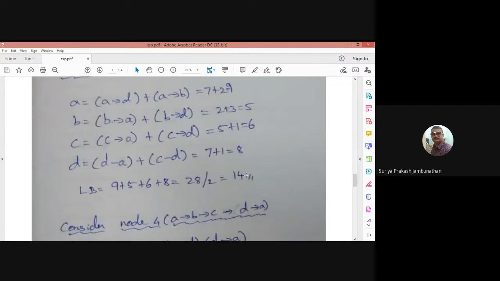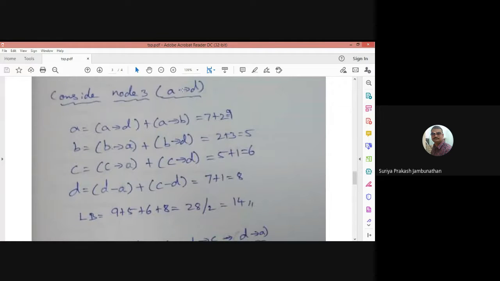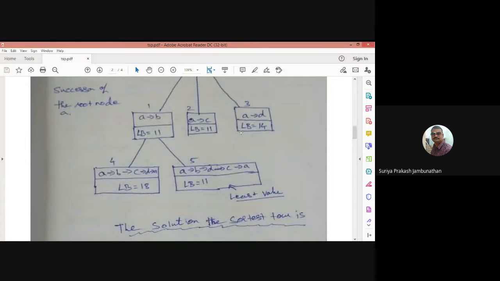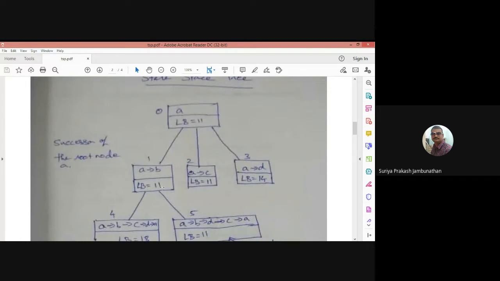So while calculating, adding all the answers, 9 plus 5 plus 6 plus 8, 28 divided by 2, we are getting 14. Okay. So this is the lower bound for A to D. So these lower bound values we are substituting here in the state space tree. A to B, we got the lower bound as 11, that we are substituting here. A to C, we got the lower bound as 11. A to D, we are getting the lower bound as 14.